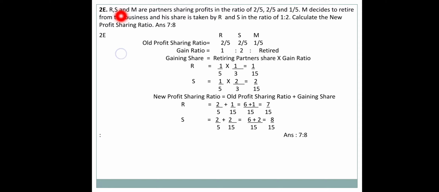The same pattern sum. R, S and M are partners with 2/5, 2/5 and 1/5. M decides to retire from the business, which share is taken by R and S in the ratio of 1:2. Calculate the new profit sharing ratio. So how to solve this? First of all, we will find the gain share by applying the formula: retiring partner's share multiplied by gain ratio. Then we will find the new profit sharing ratio, which is equal to the old profit sharing ratio plus the gaining share. The only thing is we have to solve these equations.